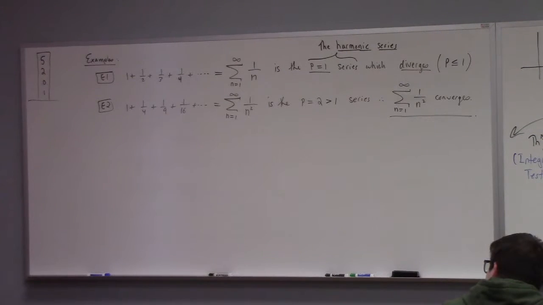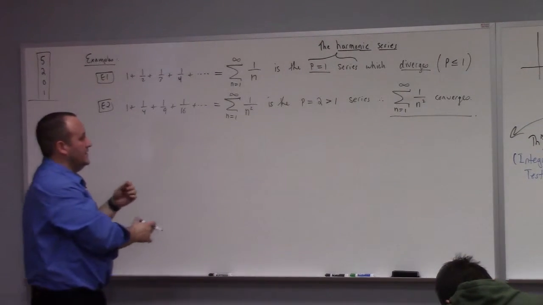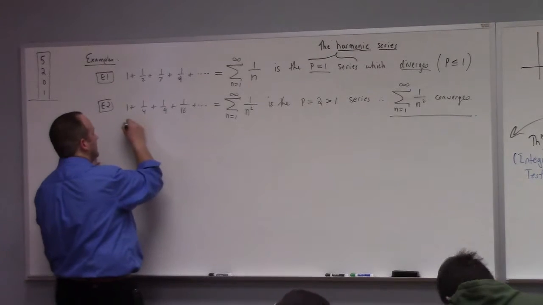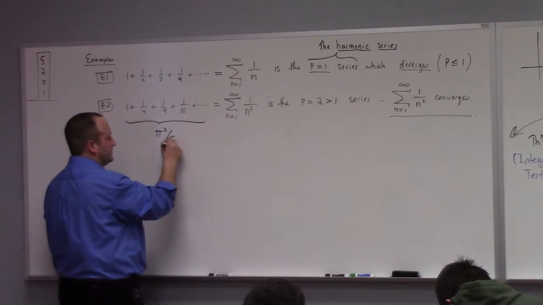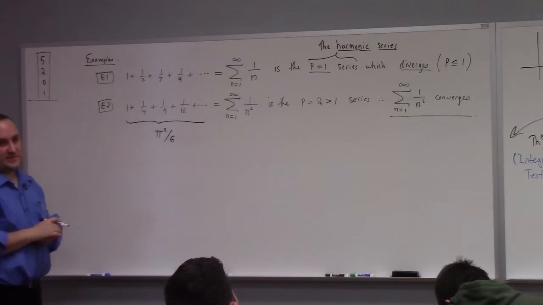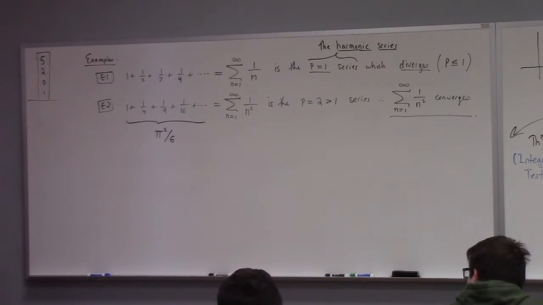But P equals 2, as far as I know, doesn't have a name. Well, you could relate it to the Riemann zeta function. It turns out that this actually converges, and this is not obvious, to pi squared over 6. This has been known since the 18th century. Euler derived it in the 1730s or something. But why is that true? I will only give you an answer to that at the end of the course. We need something called Fourier series to derive this, actually.